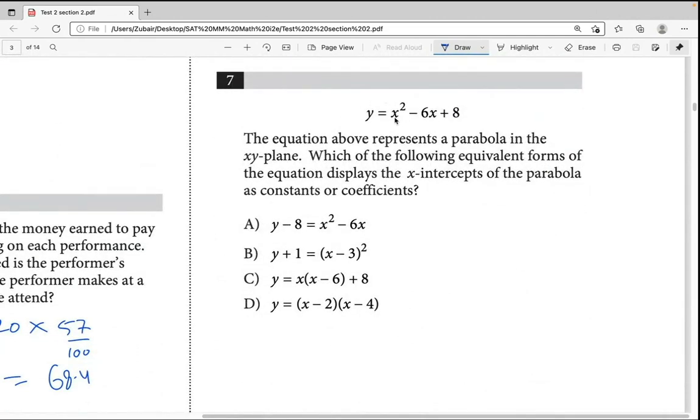Question number 7. y is equal to x square minus 6x plus 8. The equation above represents a parabola in the xy plane. Which of the following equivalent forms of the equation displays the x-intercepts of the parabola as constants or coefficients? If he's interested in the x-intercepts, this should be the best form. I just have to check before I go into A, B, and C. This is x square minus 4x minus 2x plus 8, and yes. All of these forms may be true, but this is the only form which shows the x-intercepts. One is x equal to 2, the other is x equal to 4.